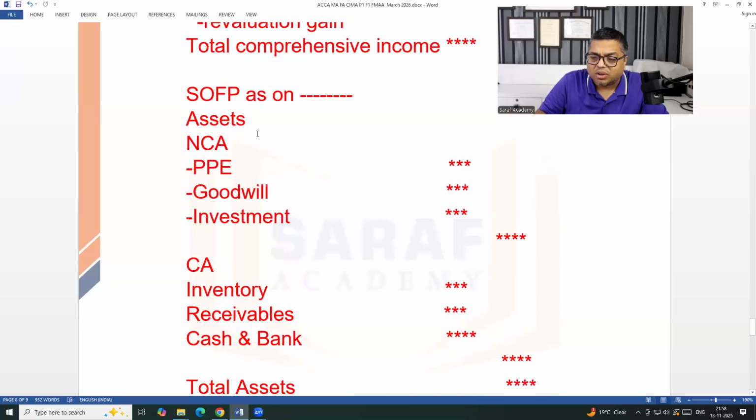The second part of the financial statement components is the statement of financial position, which in common language we call the balance sheet. But the language used by IFRS is statement of financial position.